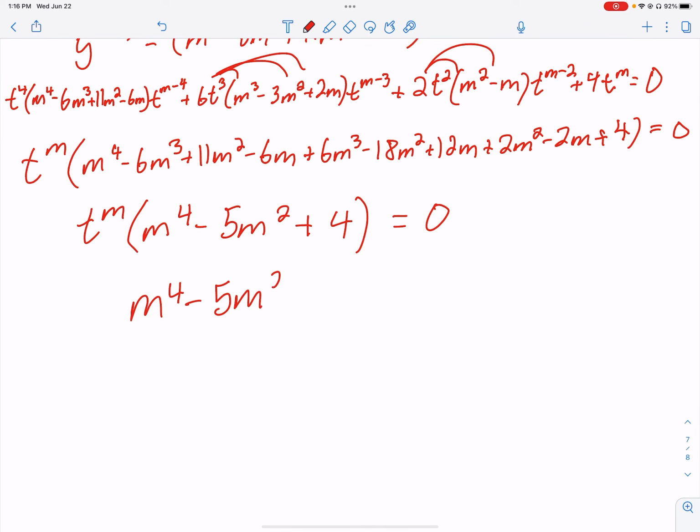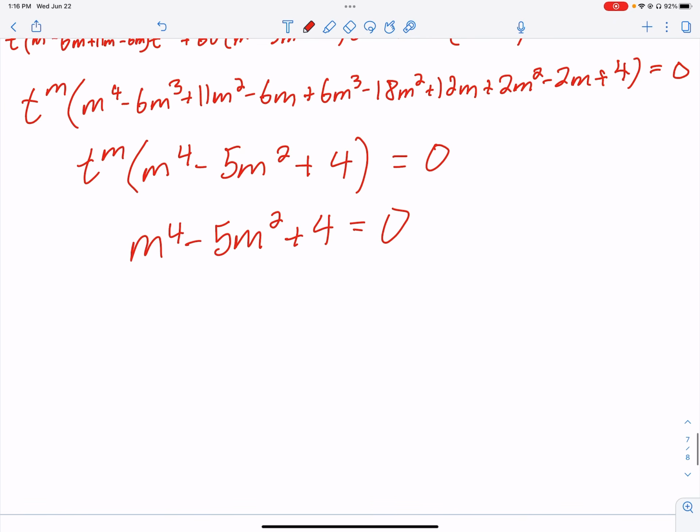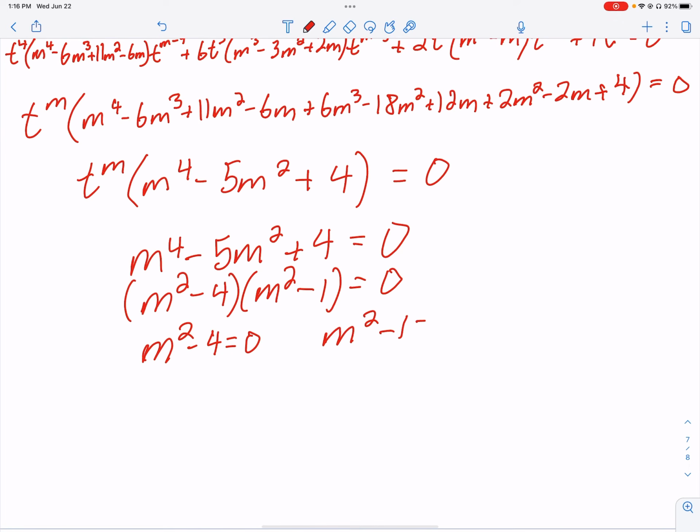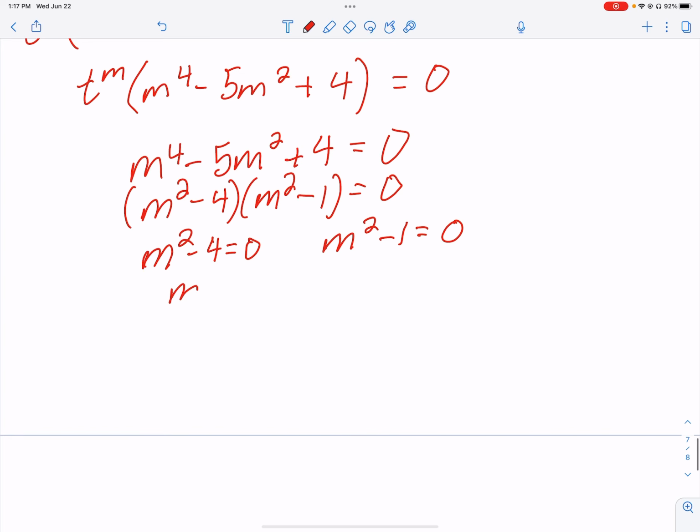And I take this part and set it equal to 0, right? This does factor to m squared minus 4 times m squared minus 1. You can go ahead and verify that if you'd like. Setting these equal to 0, I got m squared minus 4 equals 0, and I have m squared minus 1 equals 0. This is really nice because I get m equals plus or minus 2, and I get m equals plus or minus 1, which tells me my general solution.